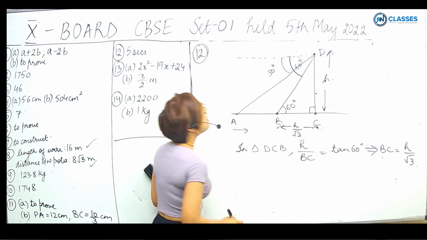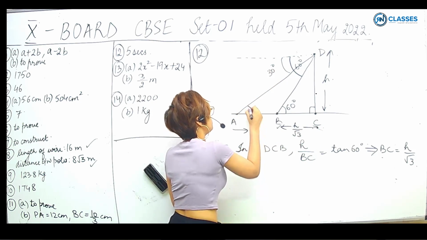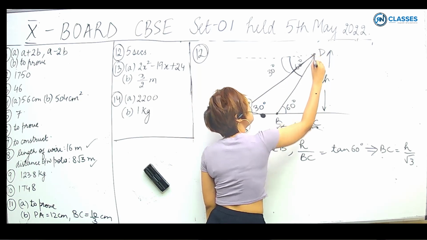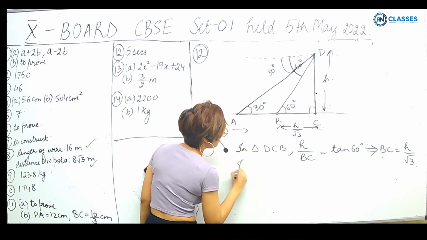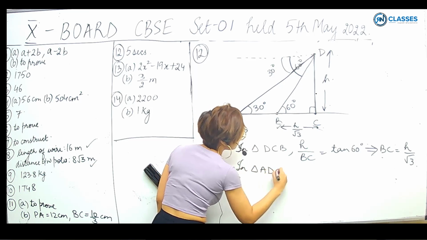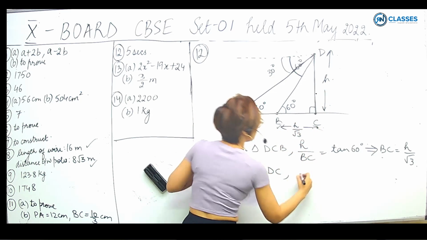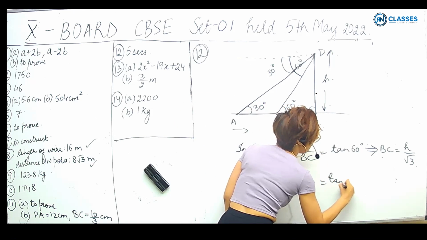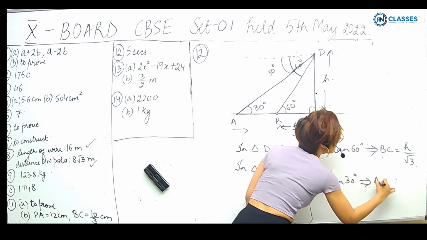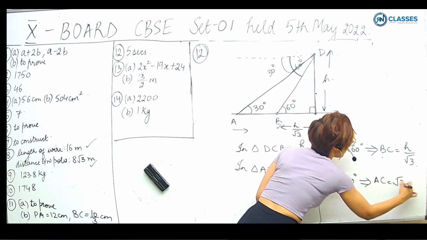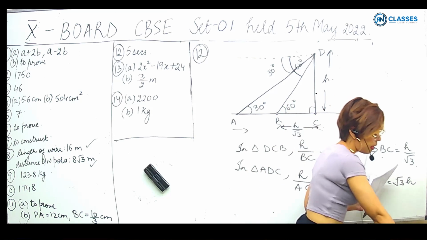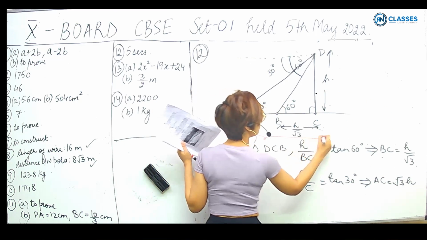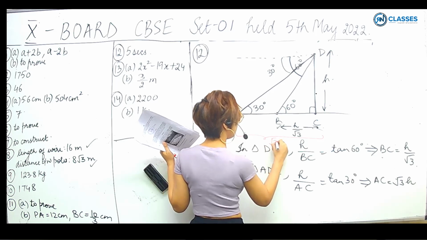Right? Similarly, this angle is 30 degrees. That means this angle is 30 degrees. That means I'll be using the triangle ADC. In triangle ADC, I can say h by AC is equal to tangent 30 degrees. From here, obviously, I can say that AC is root 3h. So that means my entire length, this much, now is root 3h.